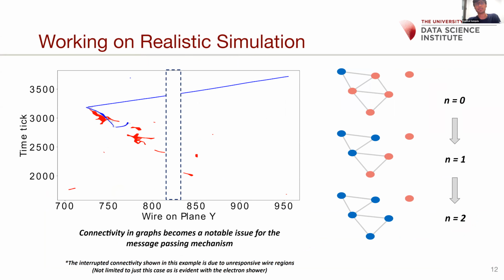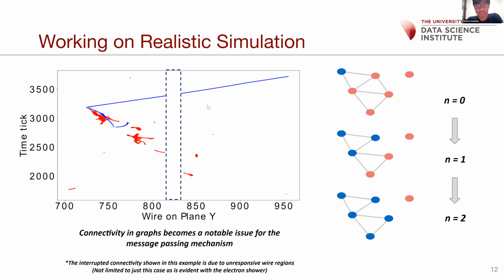Now to talk about graph creation in our network, and one of the pitfalls of how a window-based edge forming scheme can be detrimental to the model. On the slide on the left is a diagram where we have interrupted connectivity in our graph. In this specific situation, this example is due to unresponsive wire regions, but the reason why we care about this is because of how the message passing mechanism works on the right, which is that in reality, this blue track should be completely connected.